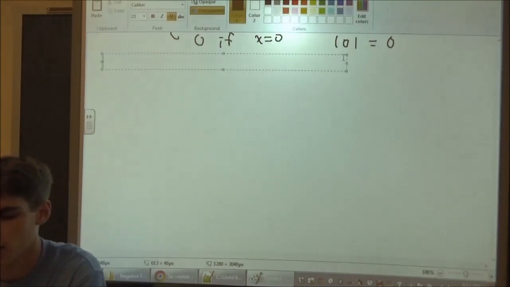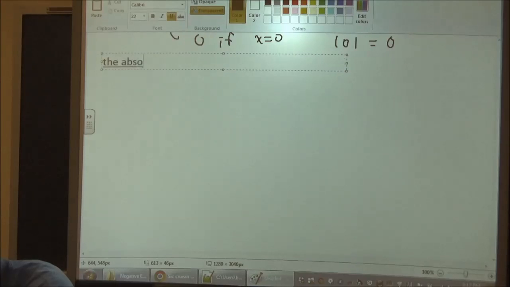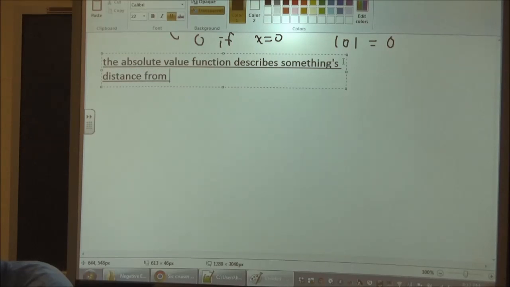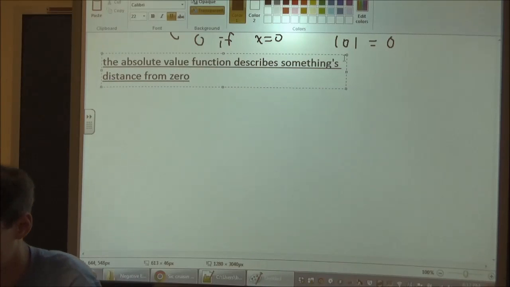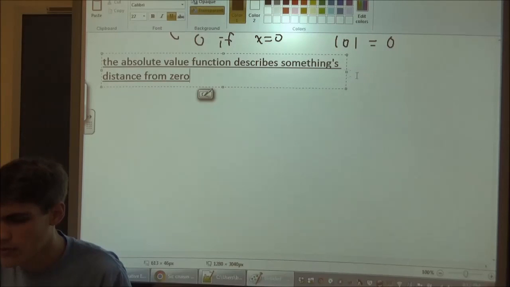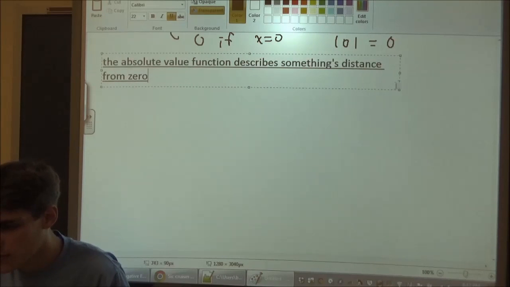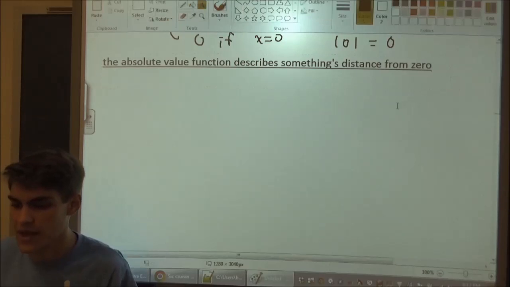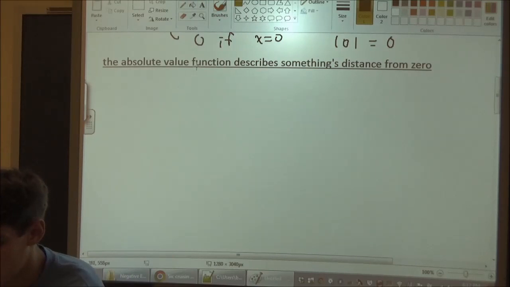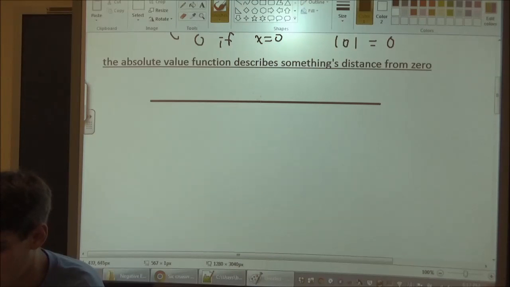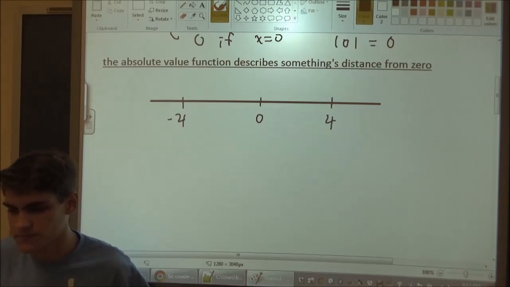A better understanding of it would be that the absolute value function describes something's distance from 0. What do I mean by that? Well, I'm going to probably take a bunch of you back a few years to the number line. The number line, it's where all the numbers live, all of our favorite numbers, including 4 and negative 4.